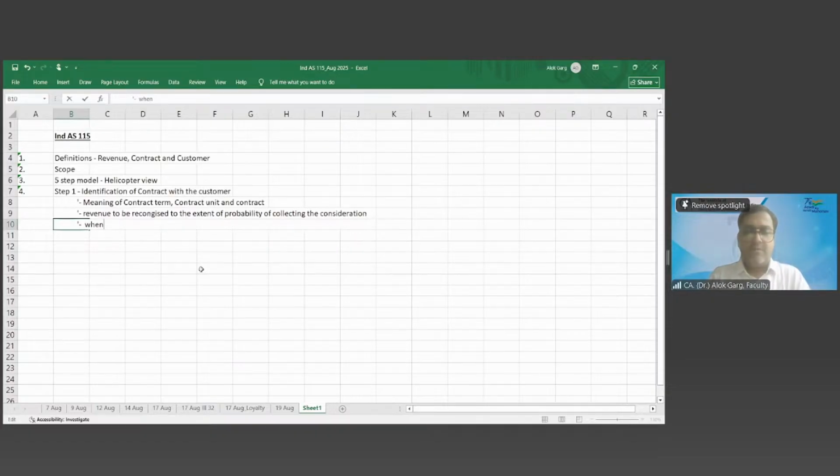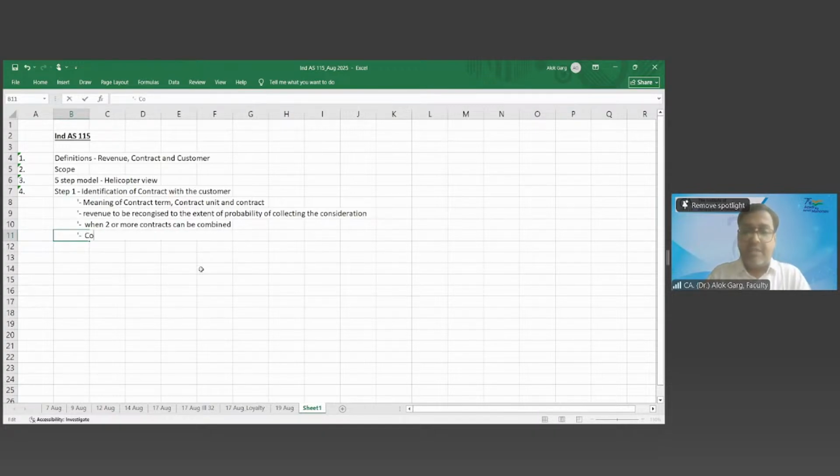Then we covered the concept of when 2 or more contracts can be combined. You remember that 2 or more contracts can be combined when it is happening with the same party or with a related party of the same party at or nearly the same time. You remember 3 conditions were there: single performance obligation, and the consideration of one is dependent on the other; it is interdependent. So we discussed when 2 or more contracts can be combined and when it is treated as a separate contract. Then we discussed the concept of contract modification.